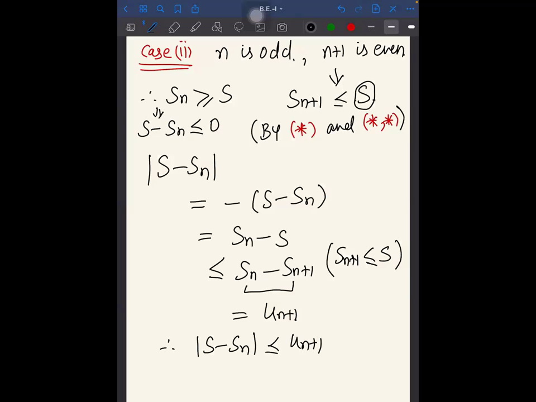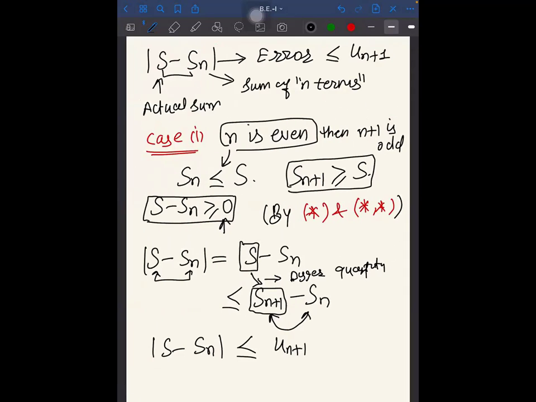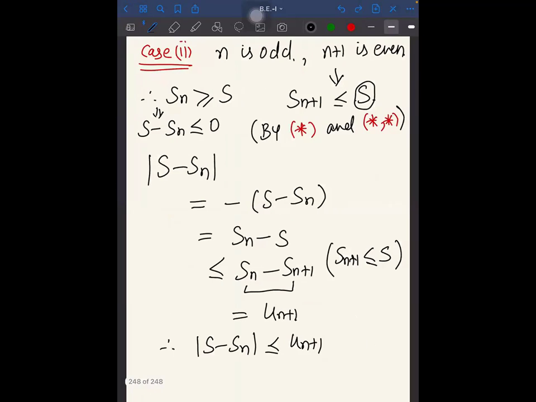If your n is even then you'll get the modulus less than or equal to Un plus 1. And if your n is odd, then also you'll take the modulus less than or equal to Un plus 1. Right? Is it fine? Have you proved the thing? Yes, sir. Okay. So let's do a few examples.